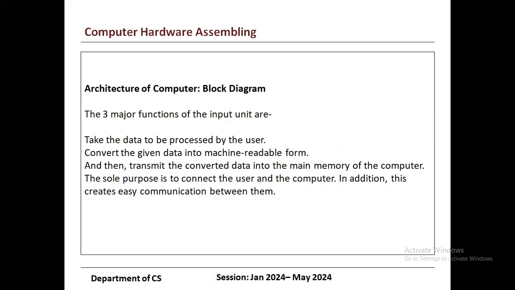The three major functions of the input unit are: it takes the data to be processed by the users, then it converts the given data into machine readable form, and then transmits the converted data into the main memory of the computer. So these are three main functions of the input unit. The sole purpose is to connect the user and the computer. In addition, this creates easy communication between them.